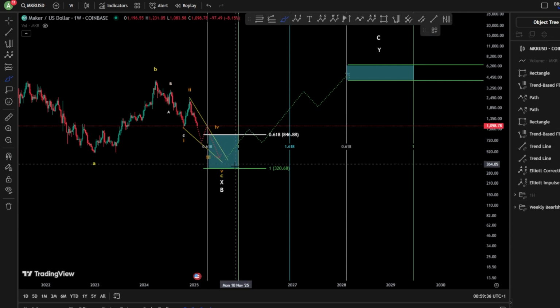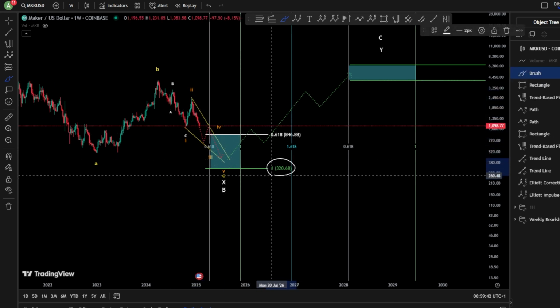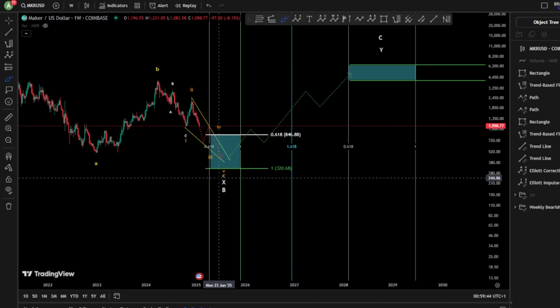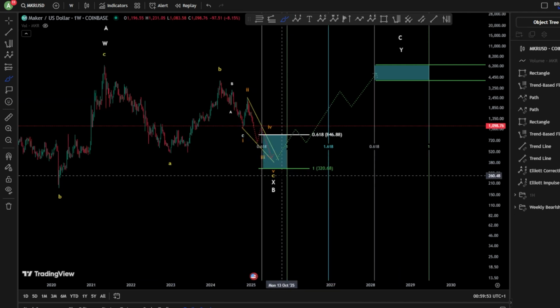So to recap very fast, we're looking for a contracting diagonal probably, or a zigzag here to hit the $320 around April 2025 and December 2025. That was it for maker.